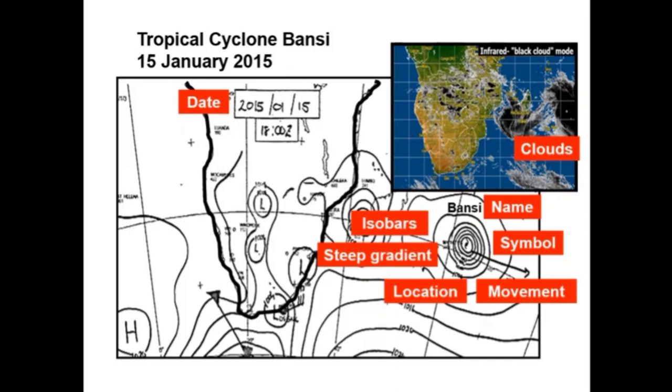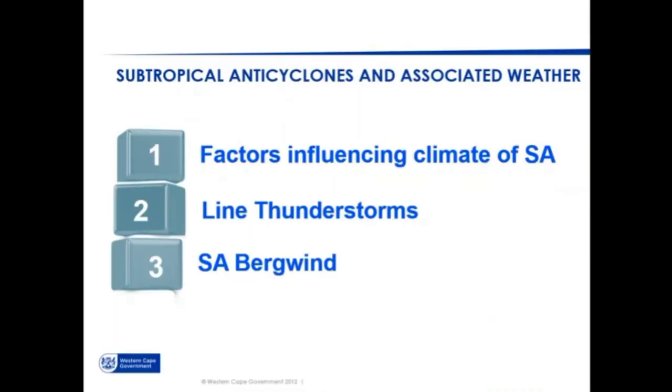So the name says to us, look at the symbol, the round isobars, steep gradients say to us that the wind is going to blow very, very fast and very hard. Okay, the movement will be from east to west. And look at the location, it is in the Indian Ocean, south of the equator, okay? And then we have an infrared image on the top right-hand side, just to show you the clouds that will come with it, okay? So ladies and gentlemen, that is your tropical cyclones.